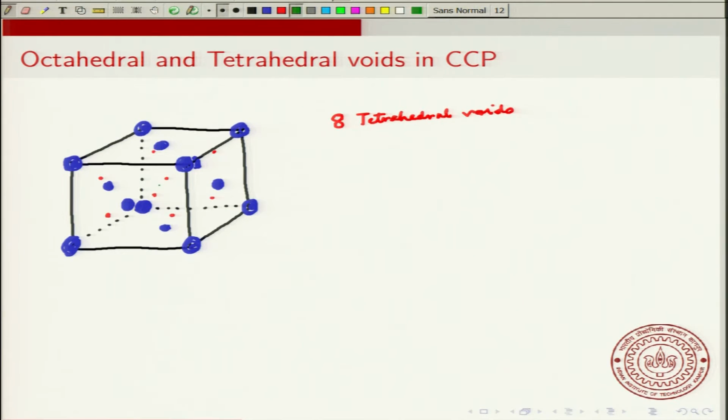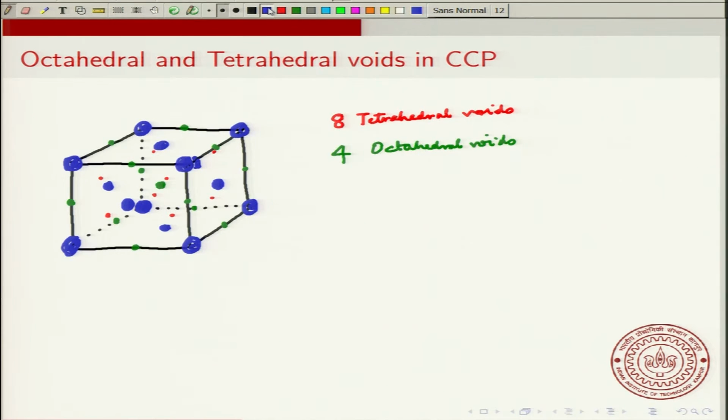And then the octahedral voids: there will be an octahedral void located right at the center, and then one at each of the edge centers. Now there are 12 edge centers, but the void in an edge center belongs to multiple unit cells. The void at each edge center belongs to 3 other unit cells. So these 12 contribute only 1/4 each to this unit cell, and the void at the center contributes 1. So we have a total of 4 octahedral voids. In this close packed arrangement there are 8 tetrahedral and 4 octahedral voids.